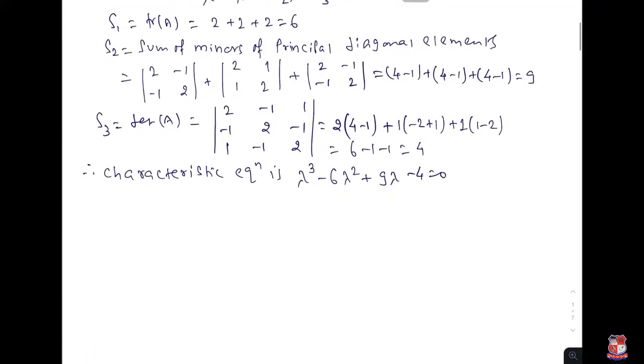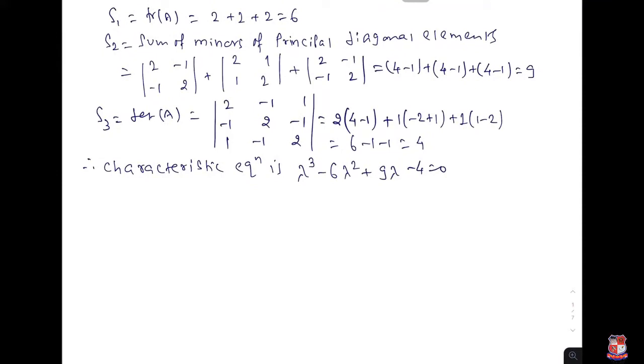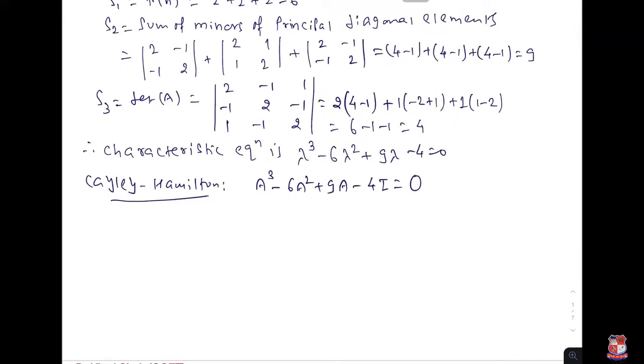Now by the Cayley-Hamilton theorem, the matrix satisfies its characteristic equation. So the matrix satisfies the characteristic equation A cubed minus 6A squared plus 9A minus 4I, and that is equal to the zero matrix. But here we need to verify. So we need to verify, meaning we need to do this process.